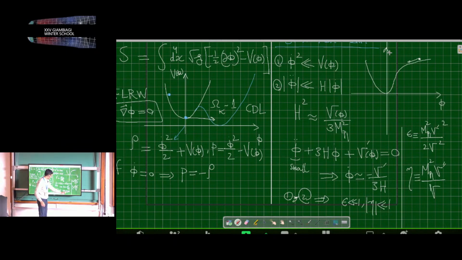These are the conditions. These are two conditions on the potential that guarantee the existence of the attractor. Yes, but they depend not only on the potential, but also on the other condition, right? No, they do not depend on that. They only depend on the potential and the Planck mass.